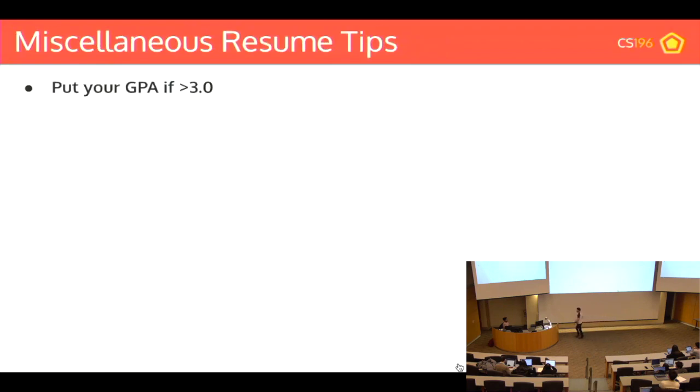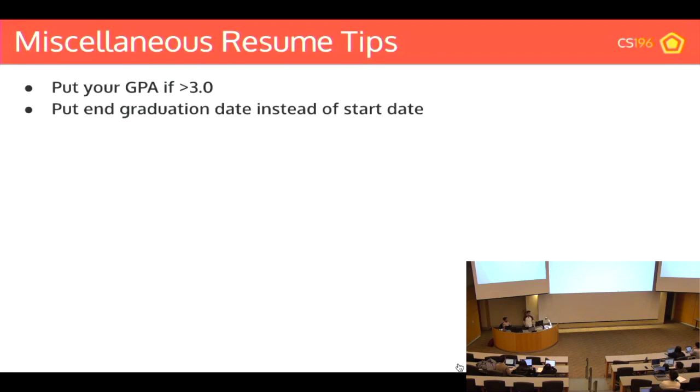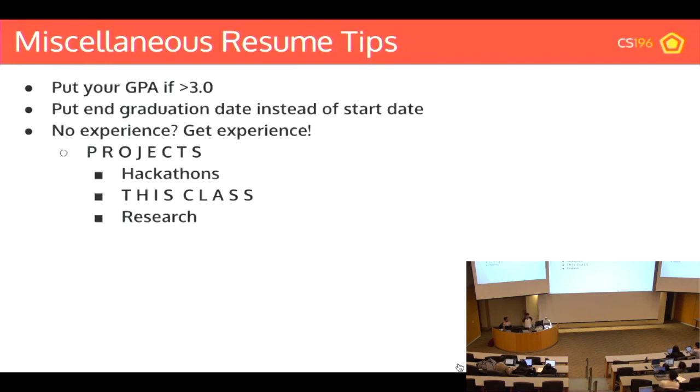So here's some miscellaneous resume tips. Put your GPA if it's above 3. Put your end date rather than the start date. So if you are a freshman technically, but you're graduating a year early, put that you graduate a year early. That will benefit you. You don't have any experience? Get experience. How can you do that? Projects. Hackathons. This class. I promise you, this class is super beneficial. Why? I can say so myself. I got my first internship just off the project I did in this class. And finally, if you can get research, if you're interested in research, that also looks good as well.